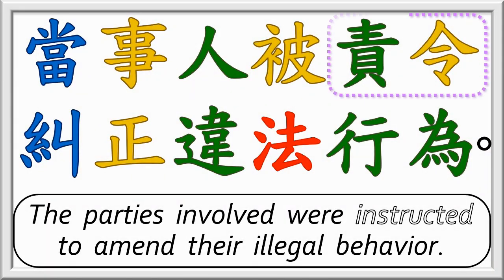当事人被责令纠正违法行为. The parties involved were instructed to amend their illegal behavior. 当事人 is the legal term for those directly involved in a lawsuit. Literally, a person in the matter.